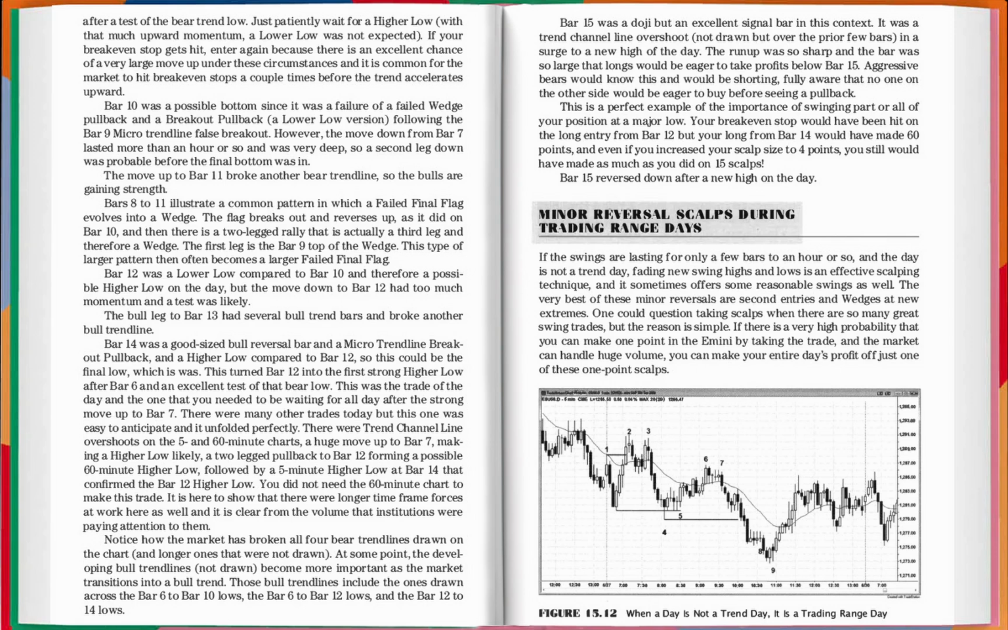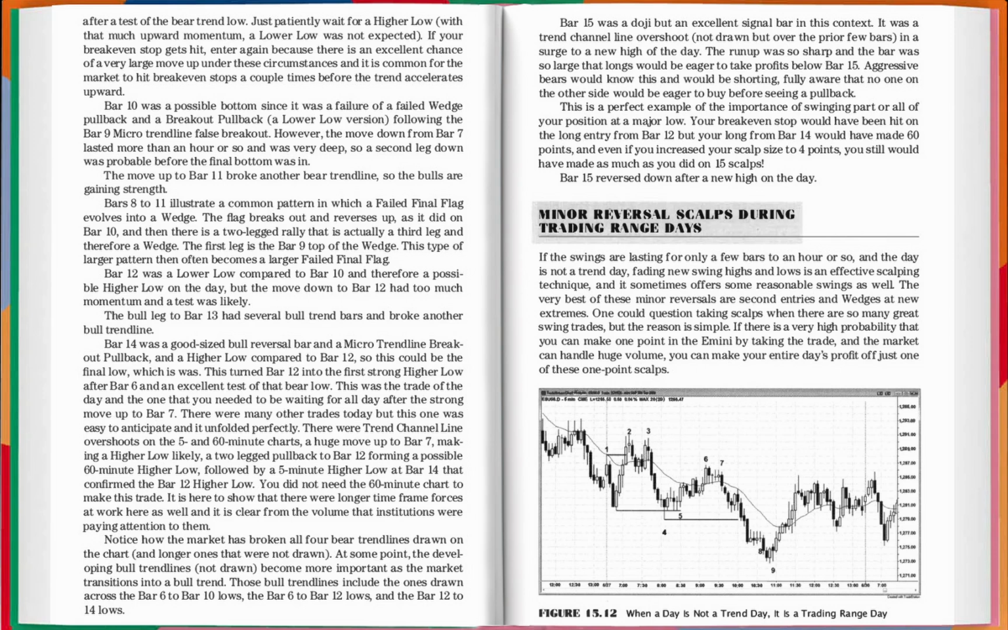There were trend channel line overshoots on the 5 and 60-minute charts, a huge move up to bar 7, making a higher low likely, a two-legged pullback to bar 12 forming a possible 60-minute higher low, followed by a 5-minute higher low at bar 14 that confirmed the bar 12 higher low. You did not need the 60-minute chart to make this trade. It is here to show that there were longer time frame forces at work here as well, and it is clear from the volume that institutions were paying attention to them.